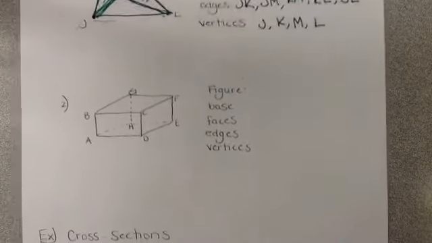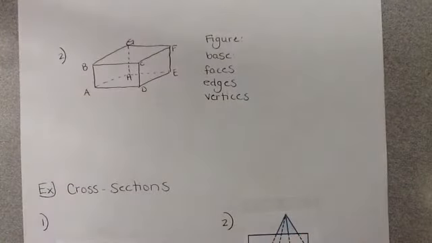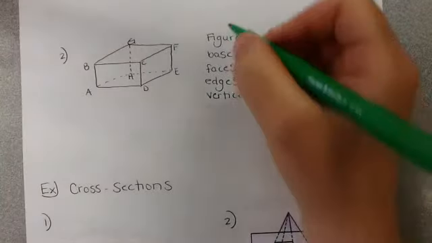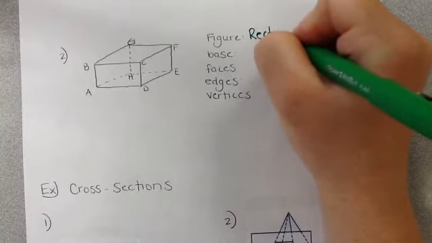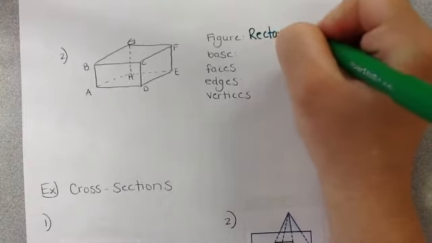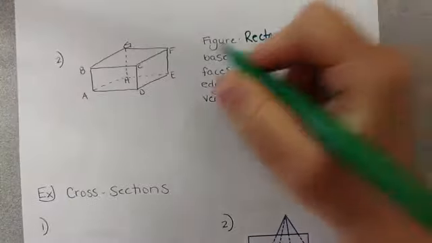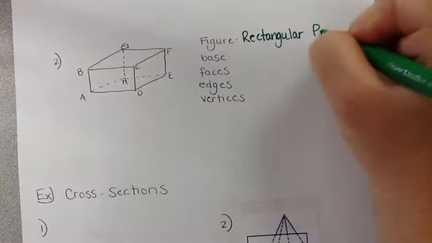Try this next one on your own. Let's see how you did. What type of figure was this? It was rectangular. Is this a pyramid or a prism? It doesn't come to a point, so this is a prism.